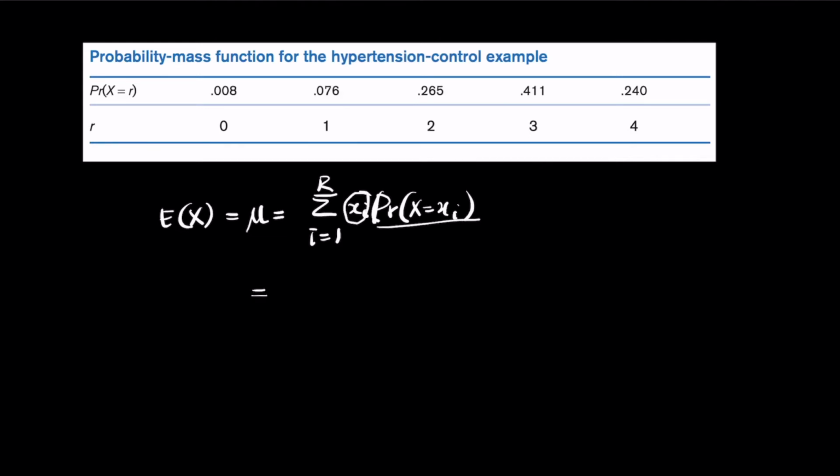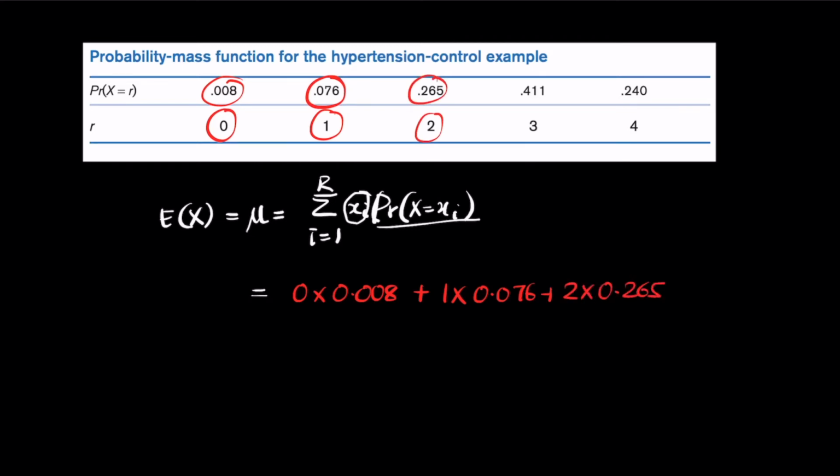So in this, the first variable is 0. So 0 times the probability of that variable, 0.0008, plus the next variable times its probability, 1 times 0.076, plus 2 times 0.265 plus 3 times 0.411 plus 4 times 0.240. So this is the expected value that we have here. If you sum it up, you should get a value of 2.80.